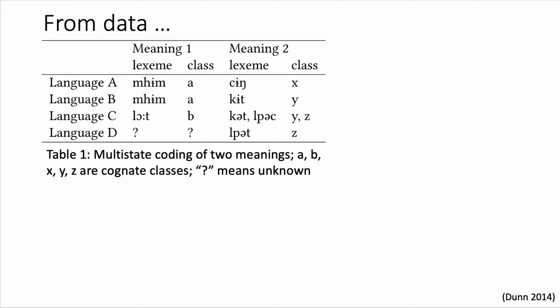The corresponding lexemes in 4 languages are listed. Here we have language A, B, C, and D, and they are coded for cognate class membership. That means that the words for meaning 1 in language A and B are cognate because they belong to the same class, class A. For meaning 1, there is also another cognate class, B, etc. For language D, there is no entry, and there's also no cognate class listed there.